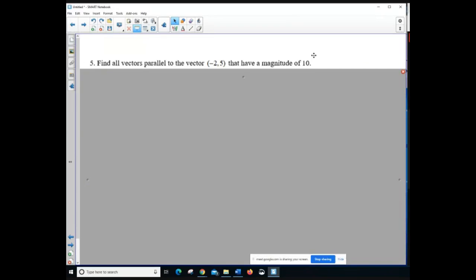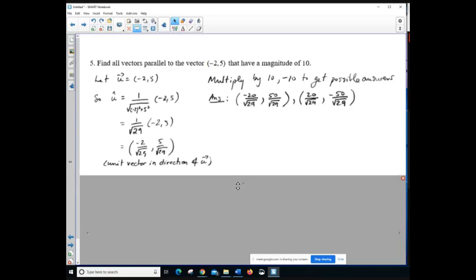Okay, I'm going to show you something that's a little different. It's going to look like a lot of work just because I showed all the work very, very carefully here. What I did is I said, let me find the unit vector in the direction of u, which is just this vector here. I just took -2, 5 divided by its magnitude. So again, I probably normally would not show all this work. I'm just trying to be very explicit.